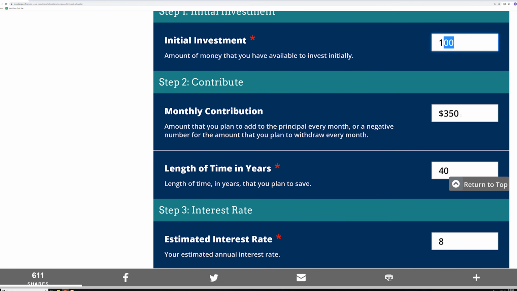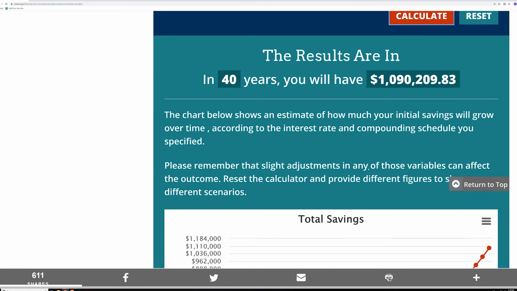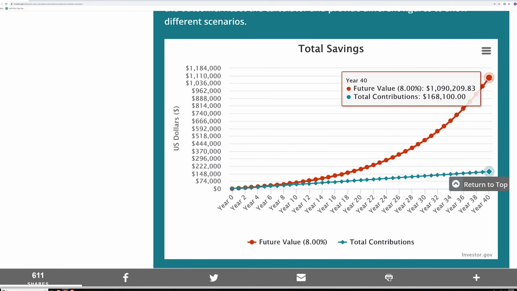We start out with $100. We save $350 every month for 40 years at this exact same interest rate. Let's recalculate it. And what I have at the end of 40 years is now, instead of $300,000, it comes out to $1,090,209. But the amazing thing is, look at how much money I put in.